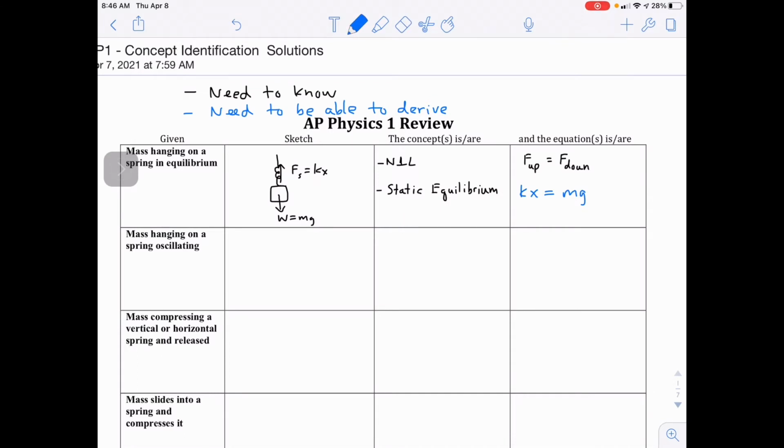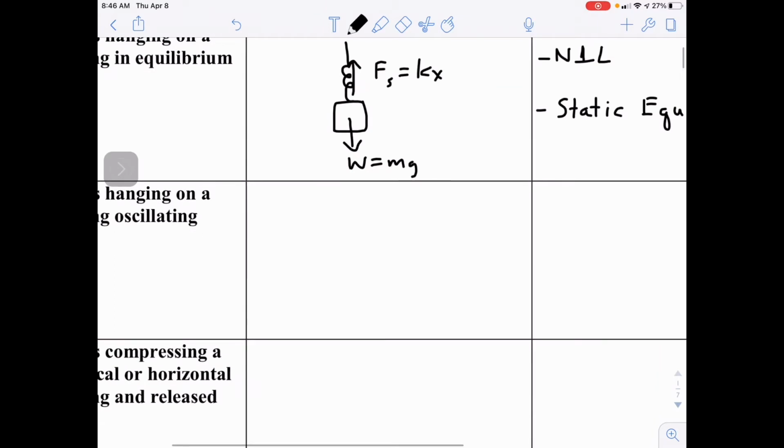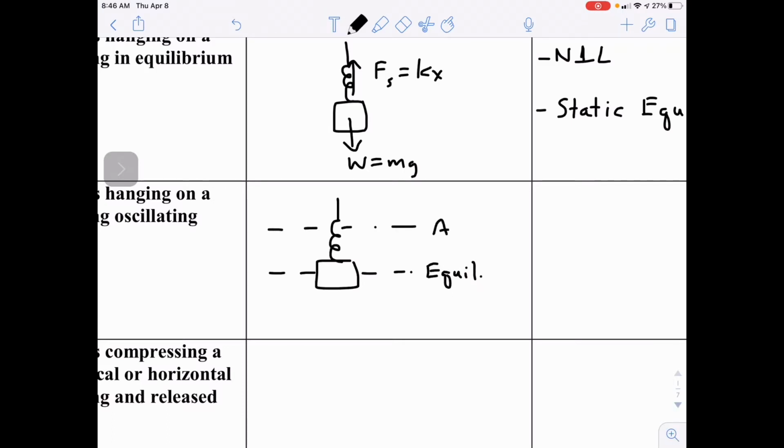In the second one, we have a mass hanging on a spring, but it's acting as an oscillator. So I'm going to draw a dashed line to represent the equilibrium position. I'm going to draw another dashed line to represent one amplitude, and another dashed line to represent the other amplitude. And this mass oscillates up and down between these two, right? It might look like this.